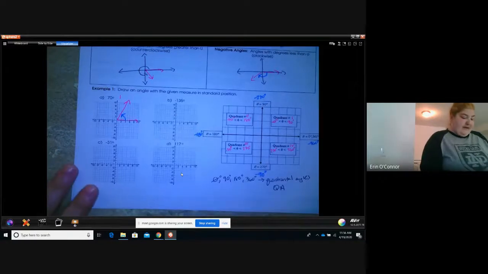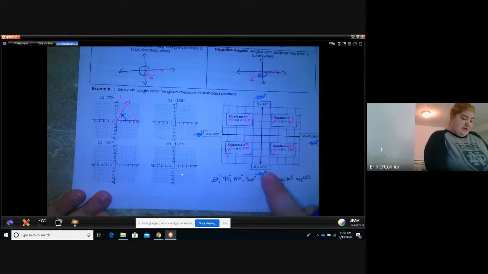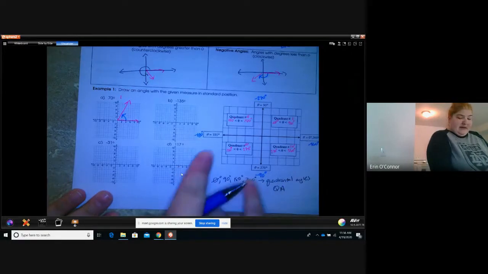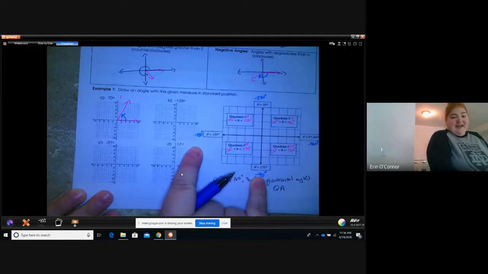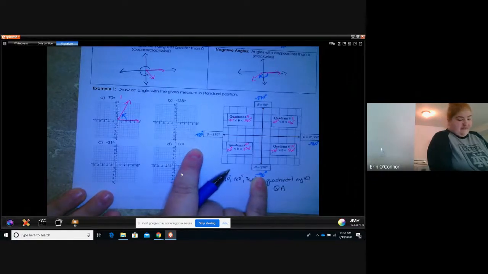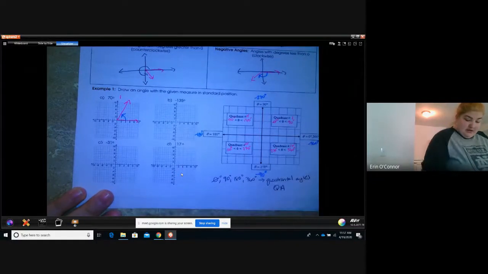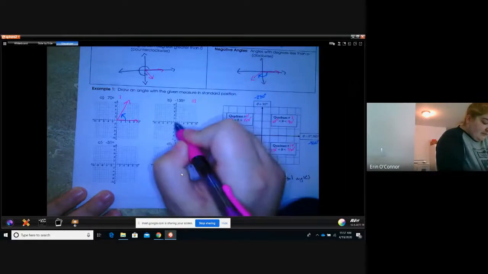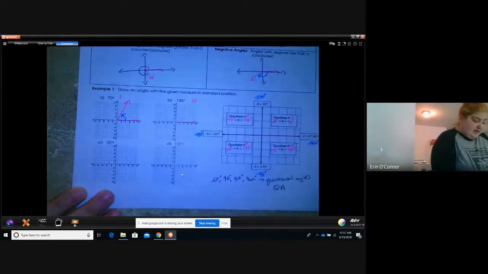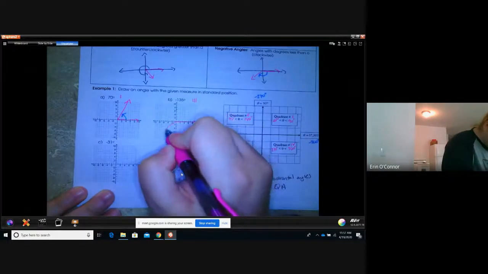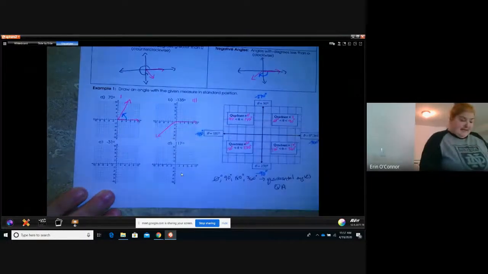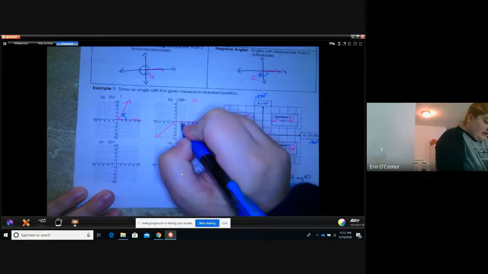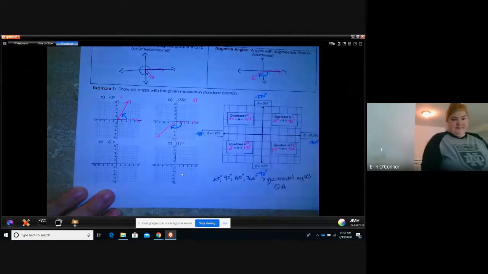Okay, for B, we have negative 135. Well, it's more than 0, more than negative 90. It's between negative 90 and negative 180. In fact, negative 135 is exactly halfway between negative 90 and negative 180. So it's right here in quadrant 3. So I know it's right here. I'm going to put my initial side there. My terminal side is going to be halfway through quadrant 3. And since this is negative, our arrow is going to go down and around.